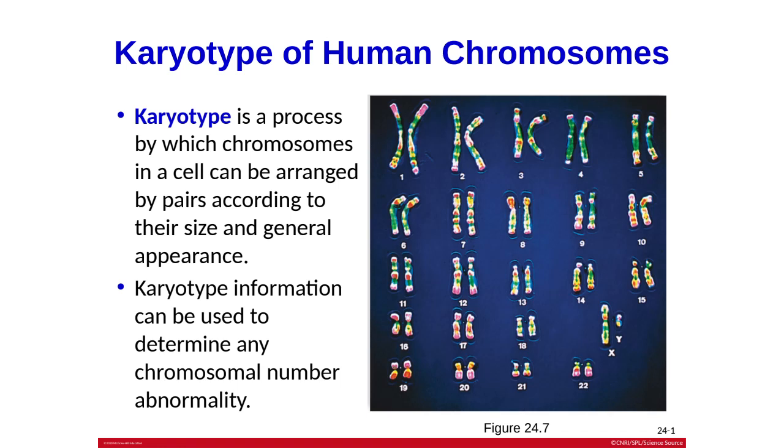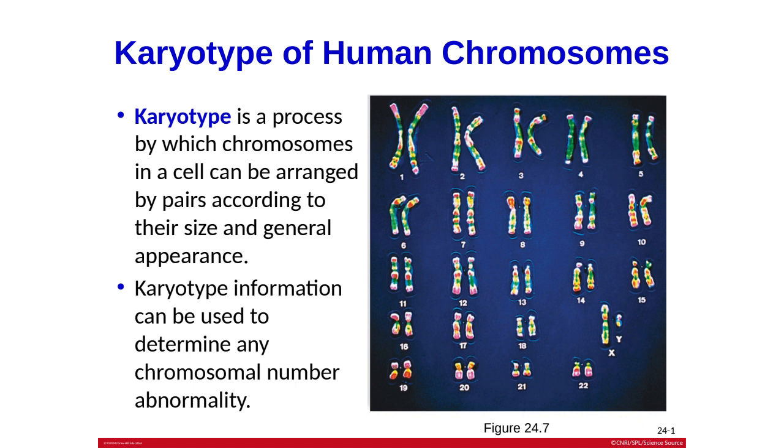In this video, I'm going to discuss section 3 of chapter 24. In this section, we're going to go into what happens when there are different numbers of chromosomes other than the usual number. So normally, as you can see in this picture, we have a karyotype. It's a process in which chromosomes in a cell can be arranged in pairs according to their size and general appearance. So as you can see here, we have a typical normal human with 23 pairs of chromosomes.